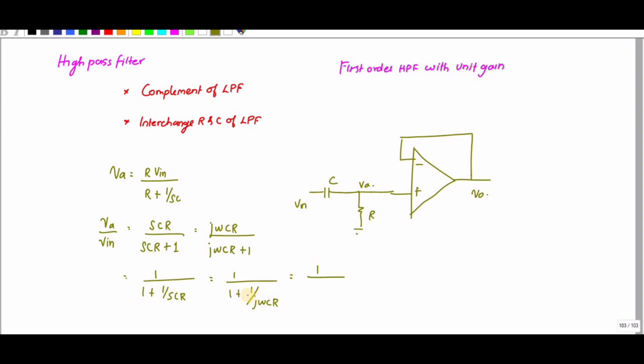If I multiply this term by J, I will get minus J divided by omega CR. So this I can write as 1 minus J by 2 pi F CR. Omega I can write as 2 pi F. We know that FL is equal to 1 divided by 2 pi RC. So you substitute in this formula, you will get 1 divided by 1 minus J FL by F. We know that V out is equal to VA, since it is a unity gain.